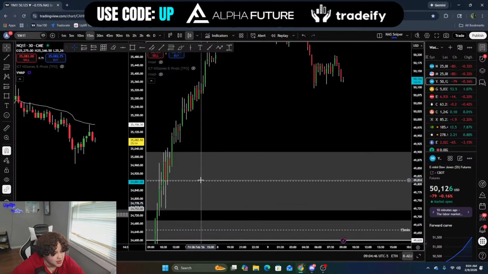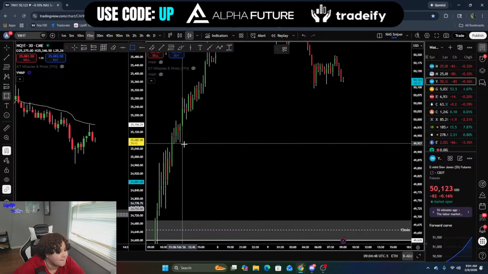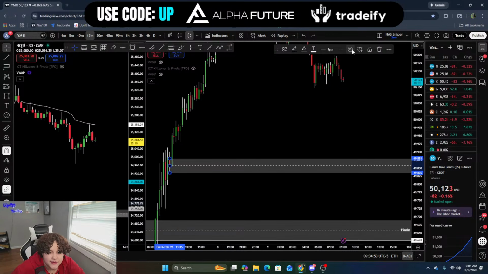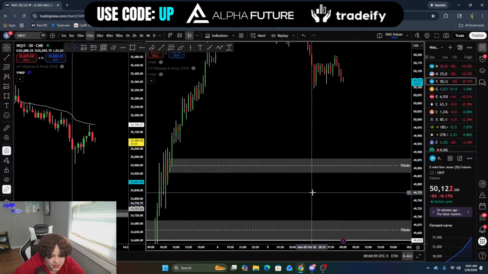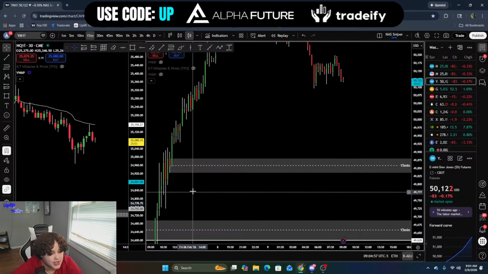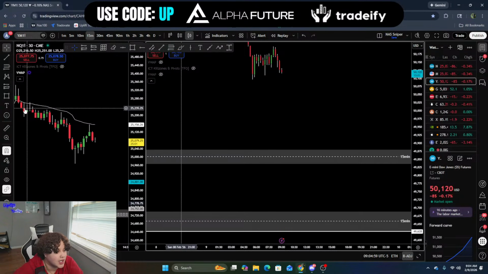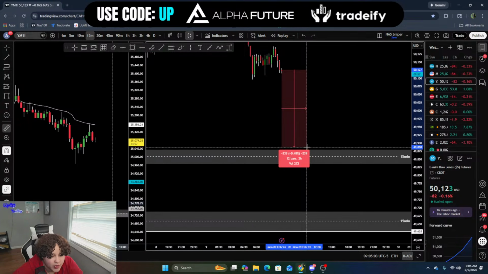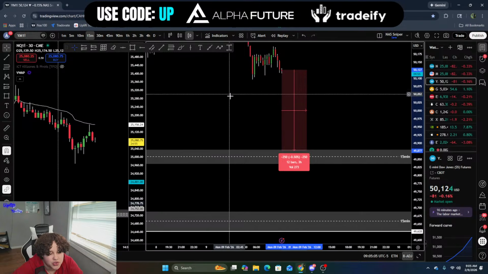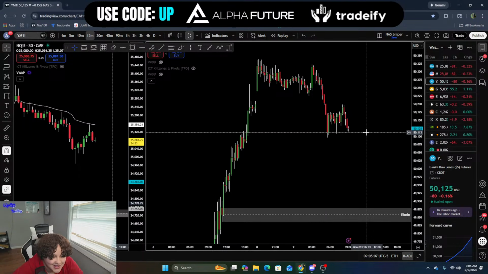Let me erase them. This kind of looks like a 15-minute demand zone, which is fine, but the only thing wrong with this 15-minute demand zone is that it's far away from price. So by the time we get down here, I already missed the shorts. So what's the point in taking a trade?